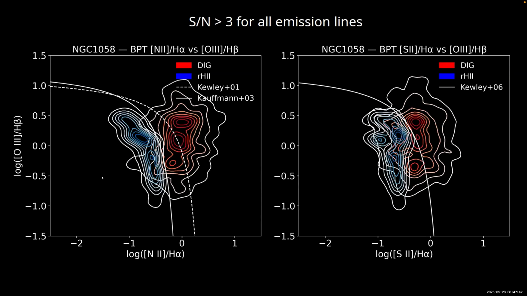Here's NGC 1058 that I just showed before. So we see that right now it's a little bit lower in the BPT because of the metallicity. And we see that the diffuse ionized gas really spreads out in this diagram. This is an effect of the metallicity. And we actually expect the O3 over H beta in the diffuse ionized gas to go higher with increasing metallicity. I think that's it for me.